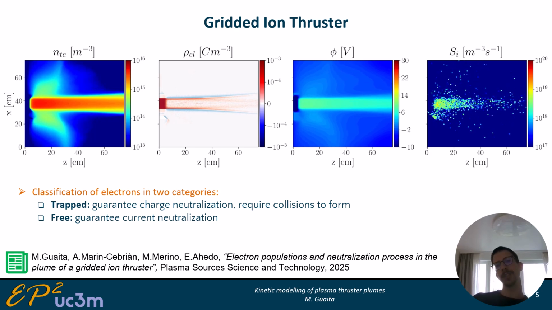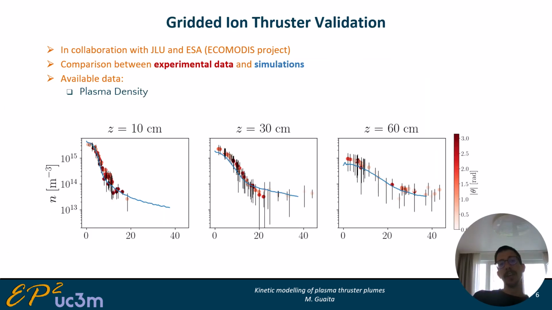As I said, this was published as well. So what we have been doing during the last year has been mostly concentrated on validating the results of the paper that I just mentioned, so the study on the gridded ion thruster. This has been done in collaboration with the Justus Liebig University in Gießen through the comparison of experimental data with our simulations.